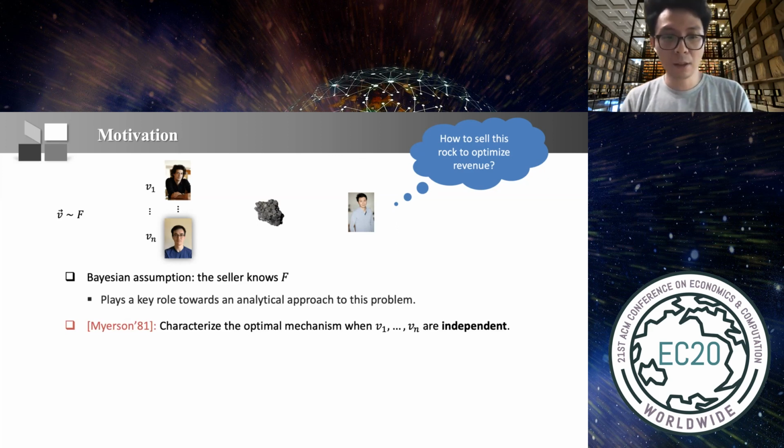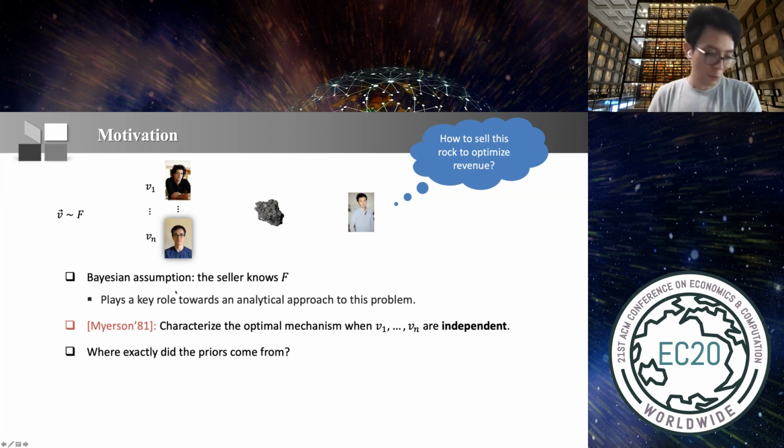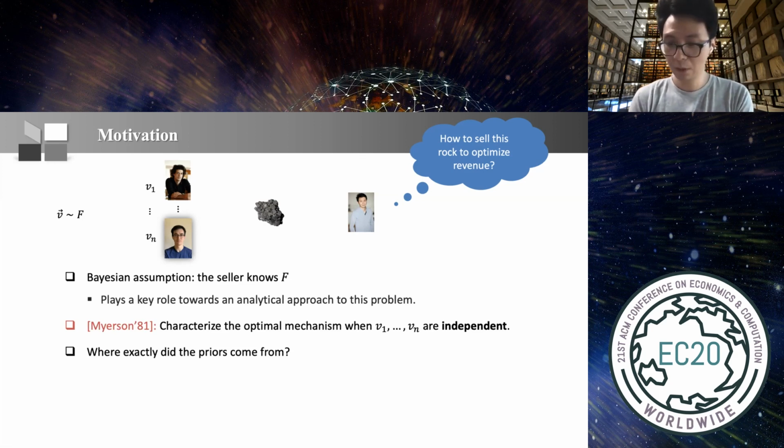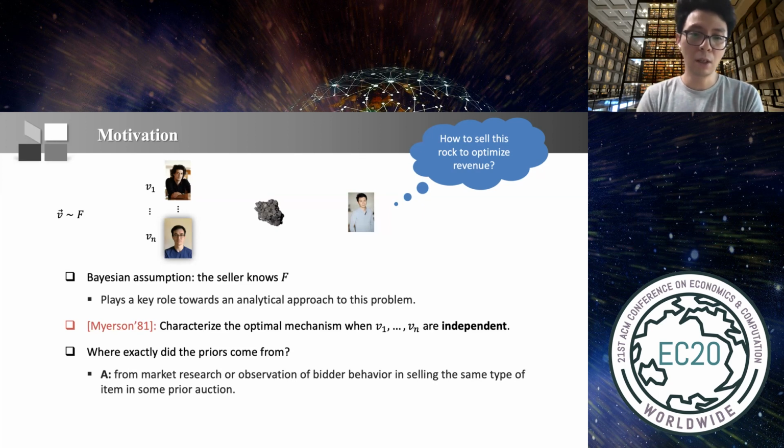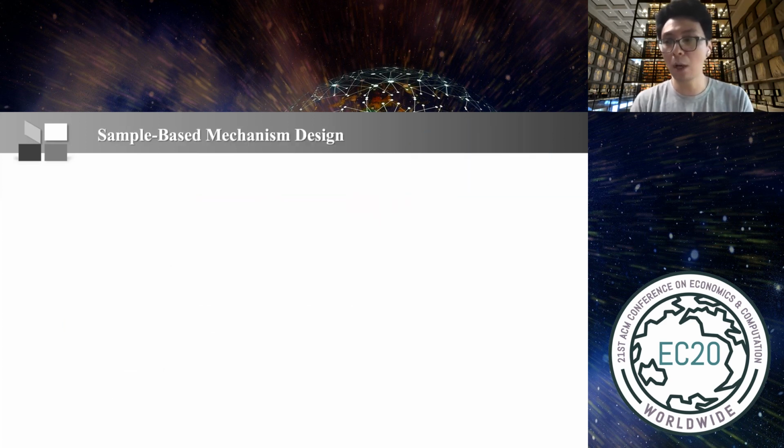Indeed, Myerson shows that under this assumption, there's a very simple characterization of the optimal mechanism if the bidders' values are independent. If you really think about this assumption, you may ask, where exactly did the priors come from? The common answer is these priors come from market research or maybe observation of bidder behavior in selling the same type of item in some prior auctions. But if this is the case, maybe you don't really know the distribution F. A reasonable assumption would be that you have sample access to this distribution.